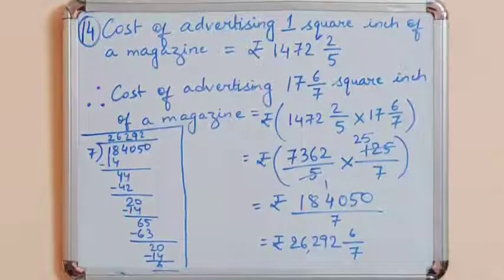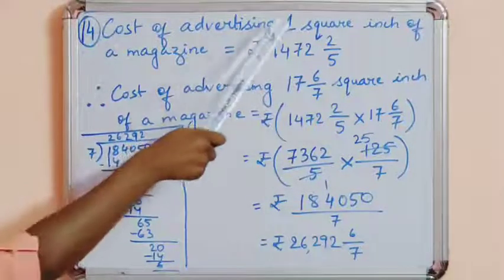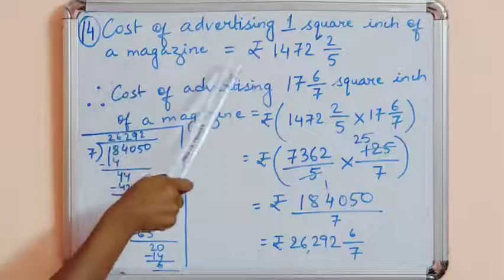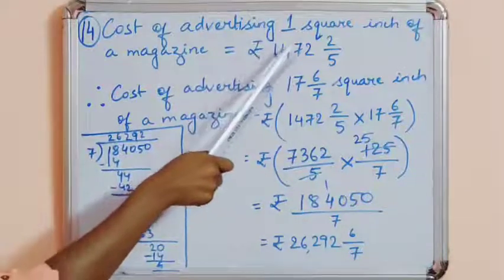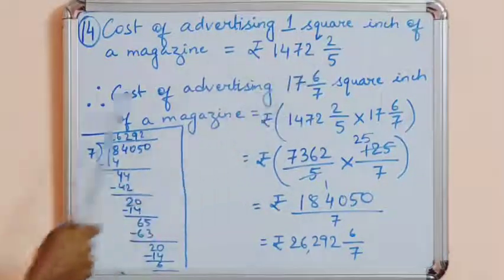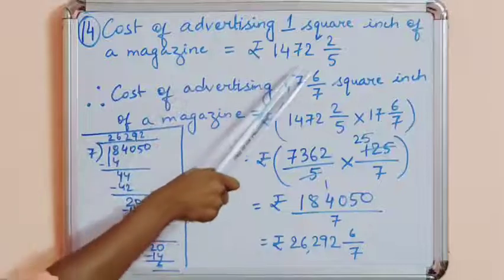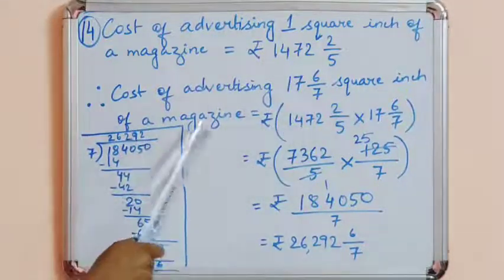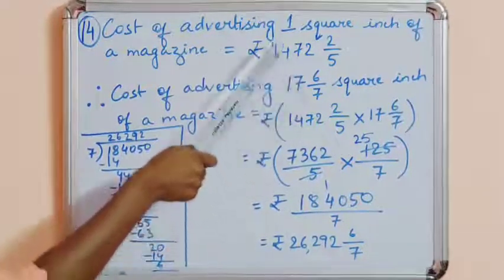Now let us look at question number 14. Advertising in a magazine cost rupees 1472 2/5 per square inch. Find the cost of an advertisement of 17 6/7 square inch. So cost of advertising 1 square inch of a magazine is rupees 1472 2/5. Therefore, cost of advertising 17 6/7 square inch of a magazine will be the product of these two numbers.